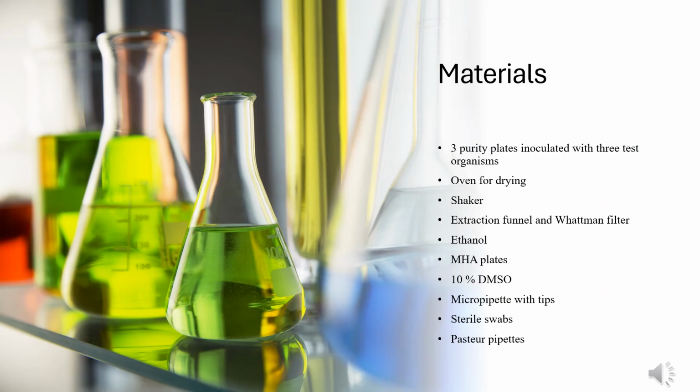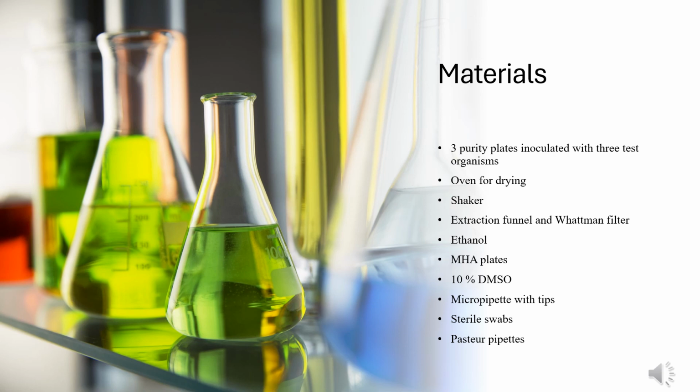In these slides, we have mentioned some important materials that we are going to use in our experiment. The three purity plates are used, which are already inoculated with the particular bacteria that we needed. The oven is used for drying of the peels. The shaker is used for shaking the solvent along with the peels to make the extract. Extraction funnel and Whatman filter will be used in the extraction process. Ethanol is used as the main solvent for our experiment. We haven't used methanol because it is toxic.